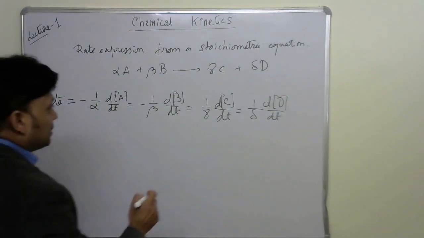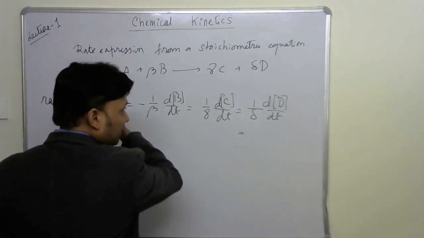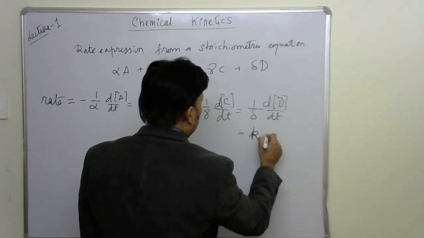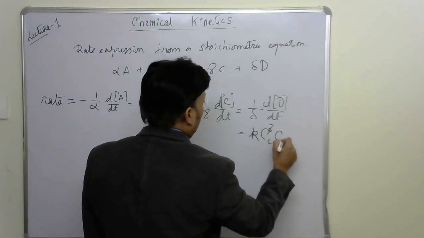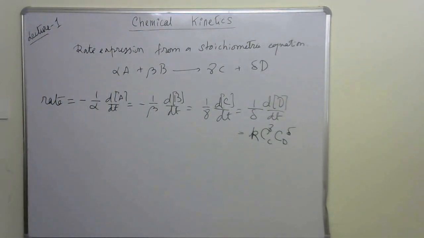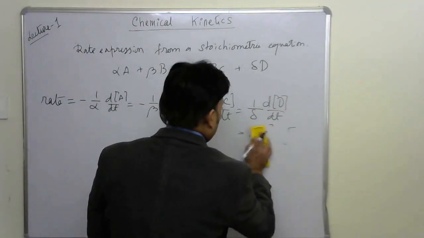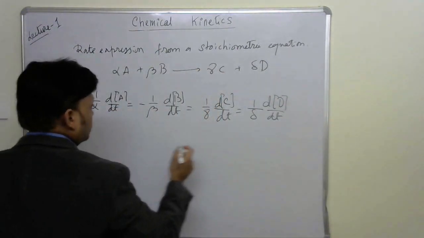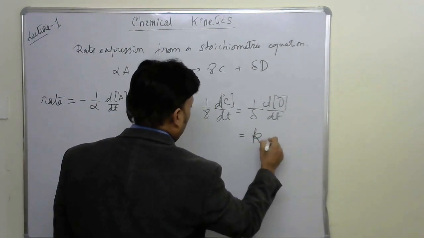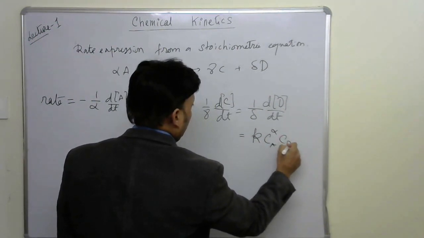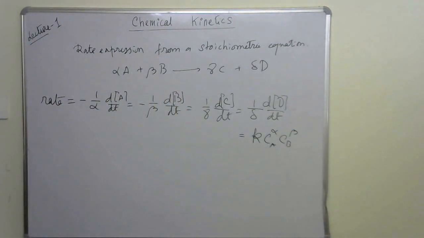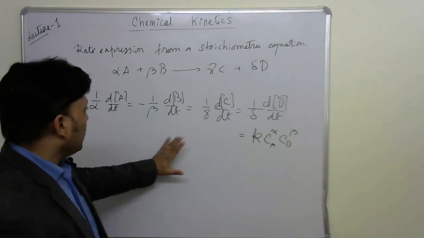Okay, so this is equal to the rate constant multiplied by concentration of C to the power gamma multiplied by concentration of D to the power delta. Sorry, since we are using this minus term already, here we can also write that this is equal to K times Ca to the power alpha and Cb to the power beta. Okay, so this is the same thing.